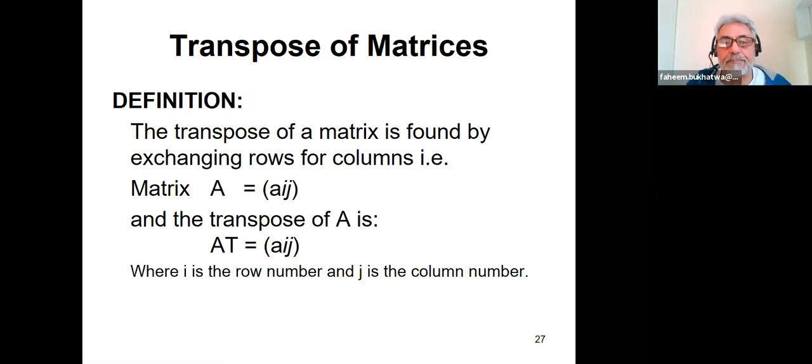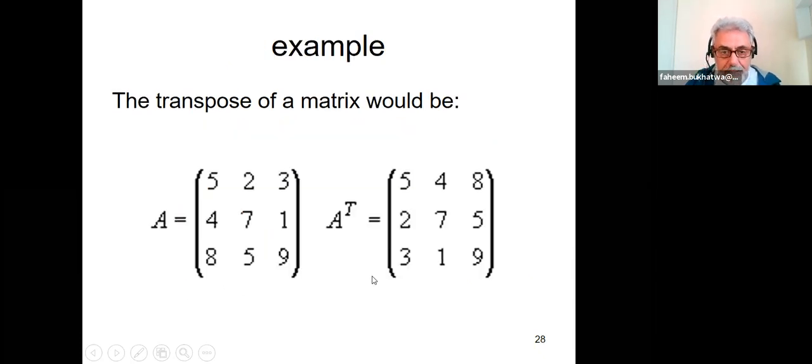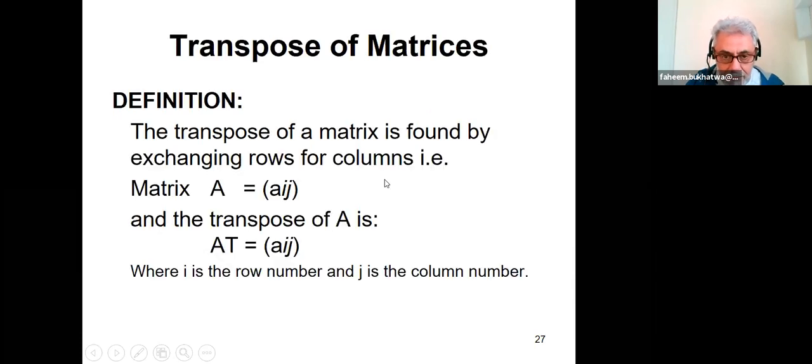Transposing a matrix. So scaling is one operation. Let's transpose a matrix. Transposing a matrix is exchanging the rows for columns. So every item in matrix A is transposed into AJI, where I is the row and J is the column. There's actually an error in this one. It should be AJI, this one.